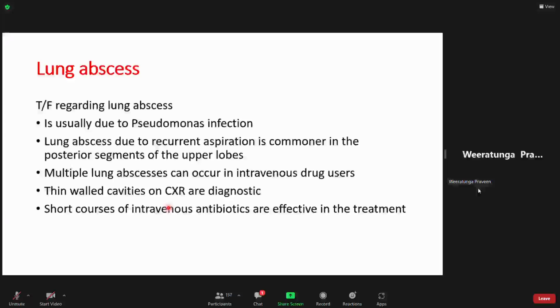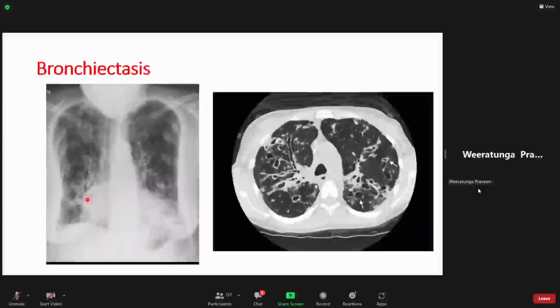If you go to Welisara Chest Hospital, we see rows and rows of patients on 6 weeks, 8 weeks treatment for lung abscess, antibiotics. Okay. Any questions?